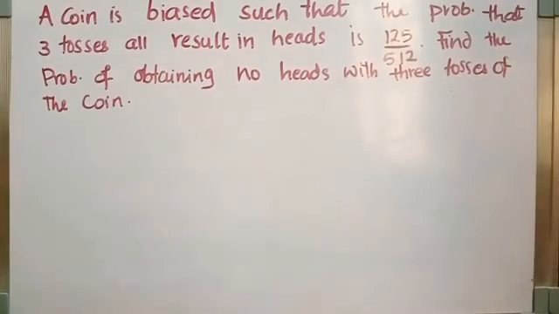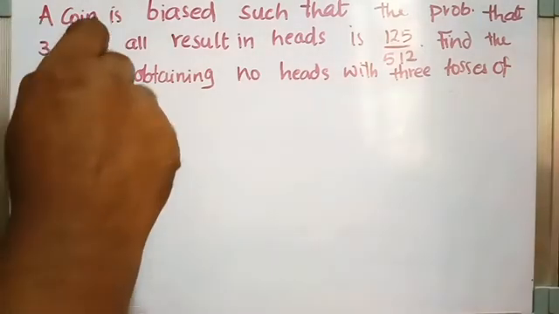A coin is biased such that the probability that three tosses all result in heads is 125 divided by 512. Find the probability of obtaining no heads with three tosses of the coin. So one of the main factors you have to identify is that the coin is biased.